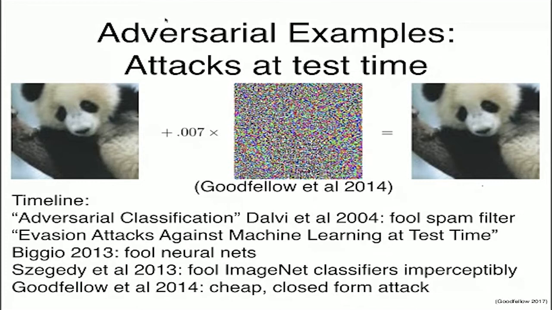But basically, the idea is that if you have an image, such as the panda on the left, that's recognized as being a panda, you can add this image in the center that looks just like noise to a human observer. And you get the image on the right, which to us still looks like a panda, but to the computer vision system is now recognized as being a gibbon with much higher confidence than the original panda.